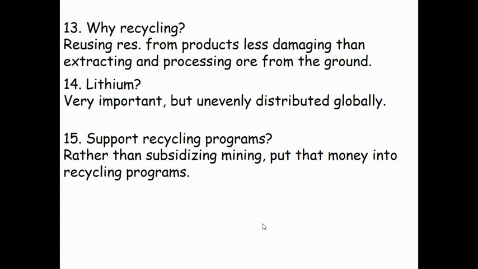So just like the fossil fuel industry, the government subsidizes mining operations. They also have tax breaks for mining companies. We need to divert some of that money into better recycling programs, or recycling programs for cities or towns that don't have them, so we can start reusing more versus taking more out of the ground cheaply.